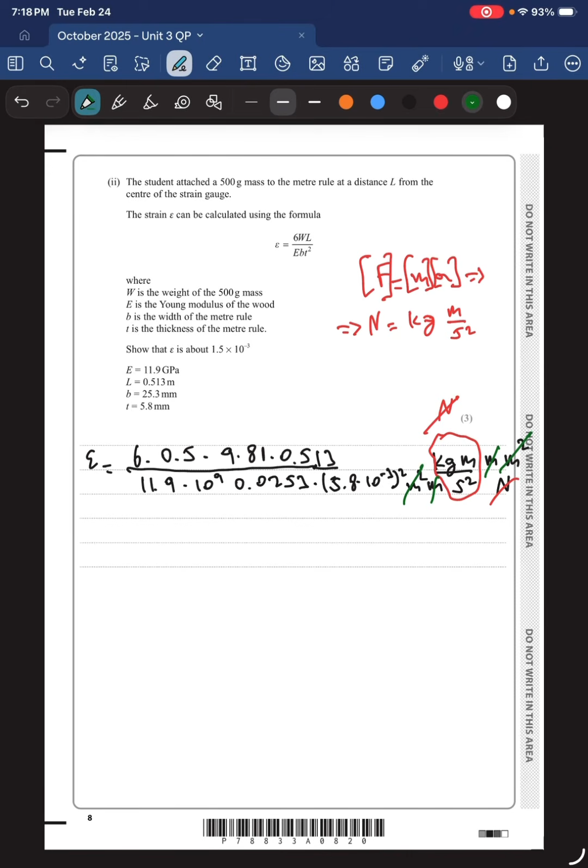Okay, so if you plug in the numbers, you actually find 1.49 times 10 to the negative 3, which is about 1.5 times 10 to the negative 3.